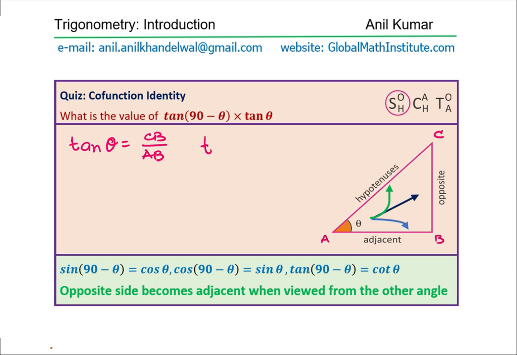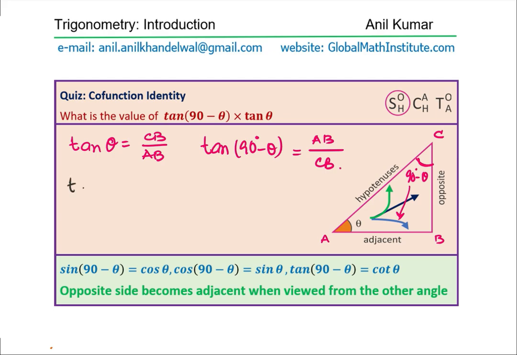Now what is tan of 90 minus theta? 90 minus theta basically is the cofunction, right? This angle is 90 minus theta, right? So if you look from there, then the opposite side is AB, right? And adjacent becomes CB. You get the idea, right? So that is how we get these two. And when you multiply this, then what do you get, right?